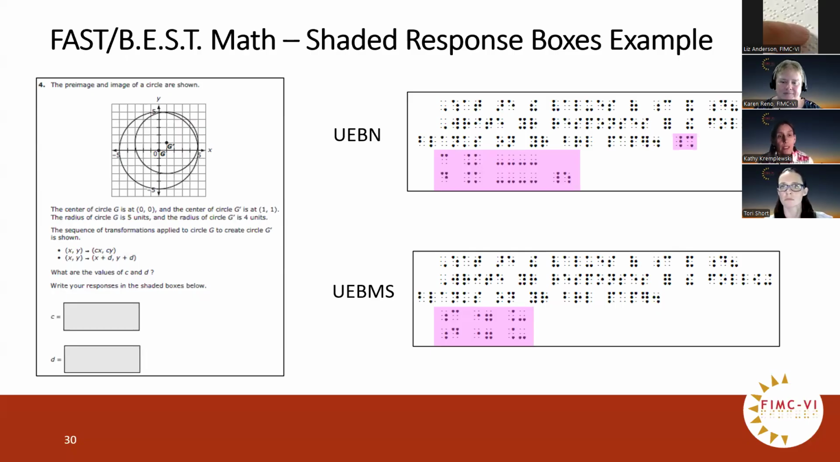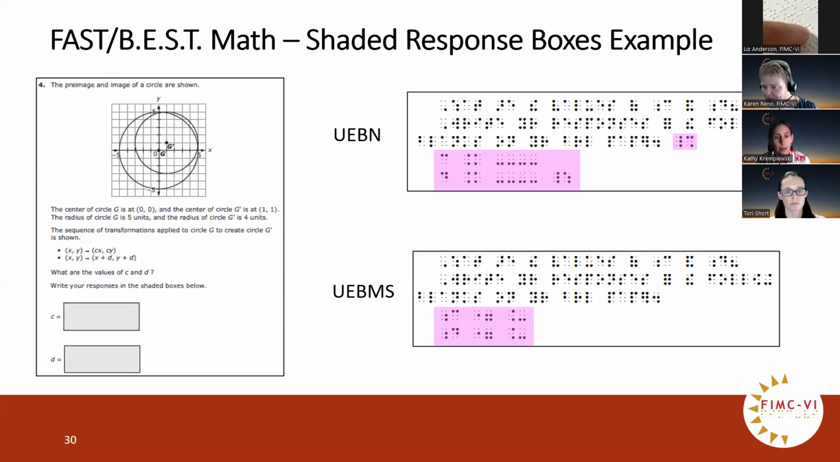All right, the Fast Best Math Shaded Response Boxes example. This one's taken from the Best Geometry sample item number 4, and this is an example of a multi-response shaded box question. The format for these types of problems can vary. Whenever there's something like an N equals shaded box, the Braille version will imitate that format and have N equals and then either a low line or a long dash, depending on the context of the Braille code.